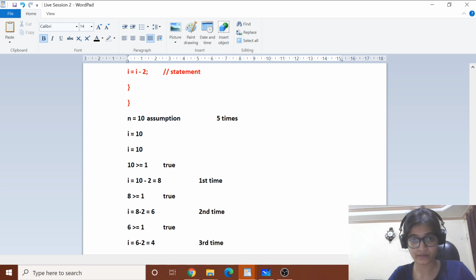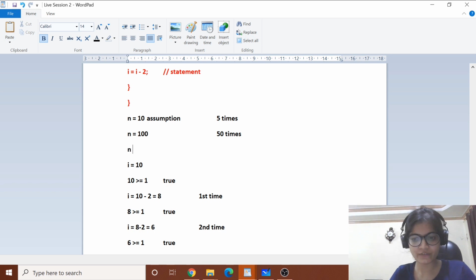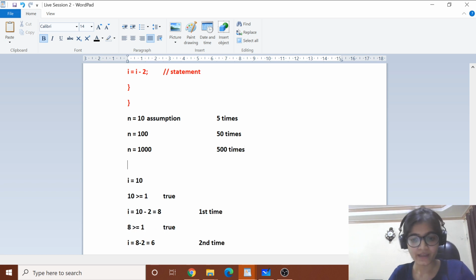So we have seen that for the value of n equal to 10, this loop will be executed 5 times. It means when the value of n is equal to 100, then that particular loop will be executed how many times? I think 50 times. If the value of n is equal to 1000, how many times this loop will be executed? 500 times. And if the value of n is very large, in terms of n, we have seen that it will be executed n by 2 times.